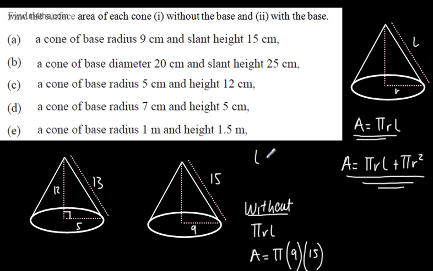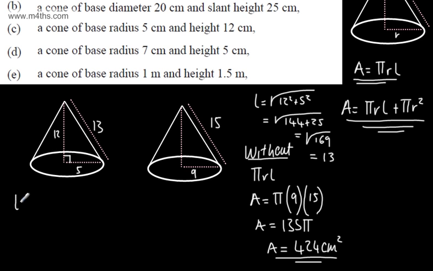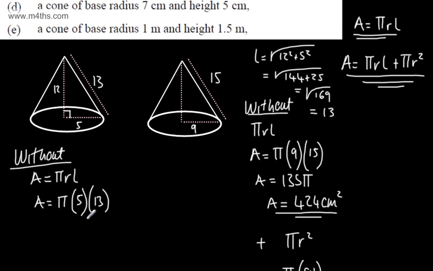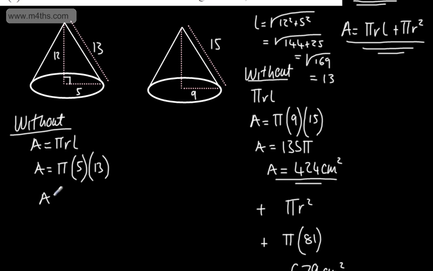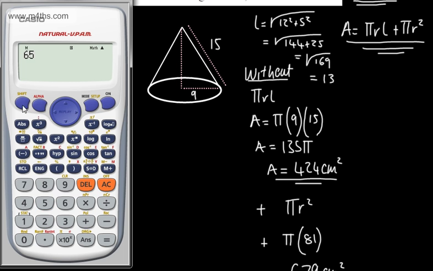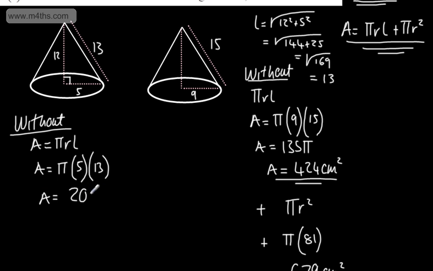If you're unsure, you could say that L was equal to the square root of 12 squared plus 5 squared, which is going to give us the square root of 144 plus 25. That gives us the square root of 169. The square root of 169 is 13. So all I need to do from here is simply write that without the base, so this is the surface area without, we use that the area is pi RL or pi LR. So the area is going to be pi multiplied by 5 multiplied by the slant height of 13. So what's that give us? 65 pi, and we can get a decimal answer there. So 65 pi gives us 204.2. So we can say 204, and that is going to be centimetres squared, correct to 3 significant figures.